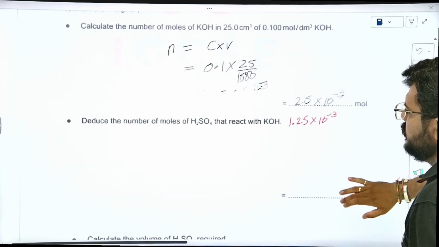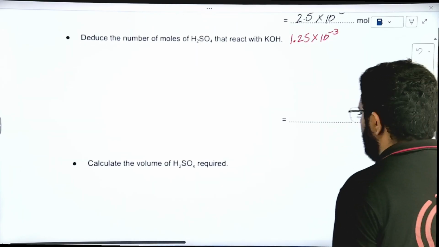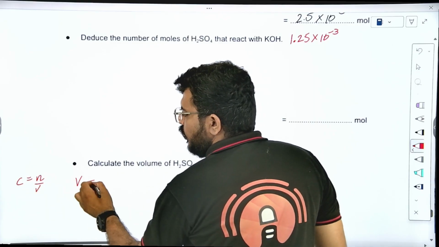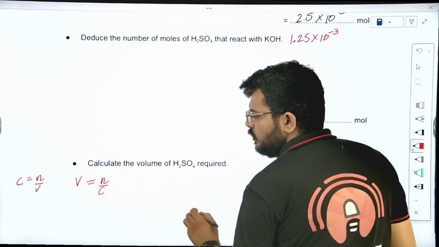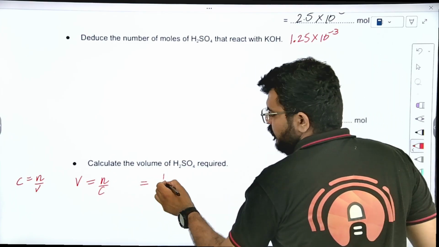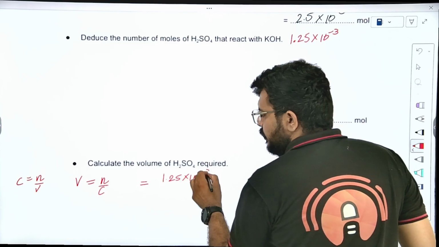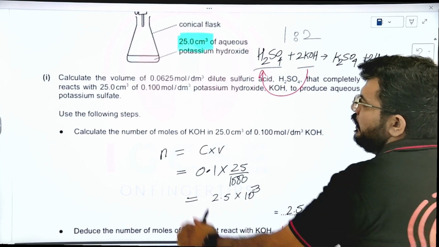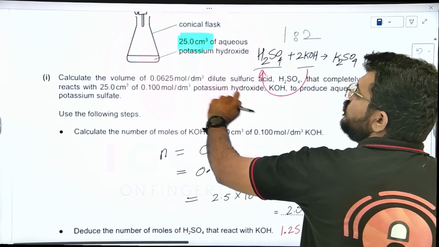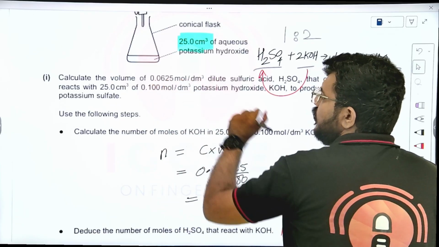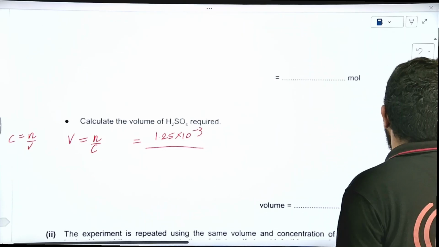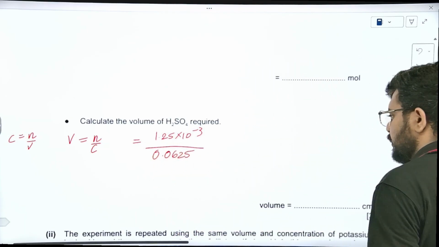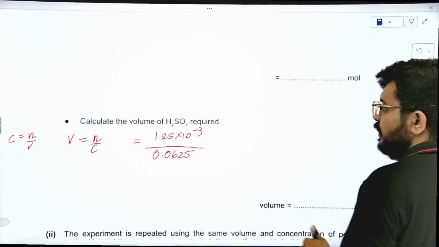Calculate the volume of H2SO4 required. Now, what is the volume? See, concentration is equal to mole upon volume. Volume is equal to mole upon concentration, right? Moles required is 1.25 into 10 to the power minus 3. Let us also have a look at the concentration of H2SO4. The volume of 0.0625 H2SO4 is sulfuric acid. The concentration is 0.0625. Let's write it down here, 0.0625. Okay, that will be the volume in dm cube.